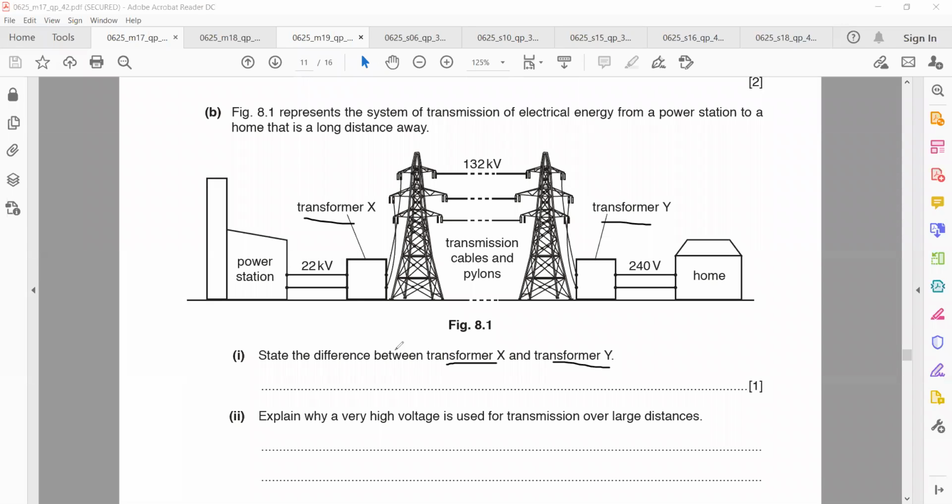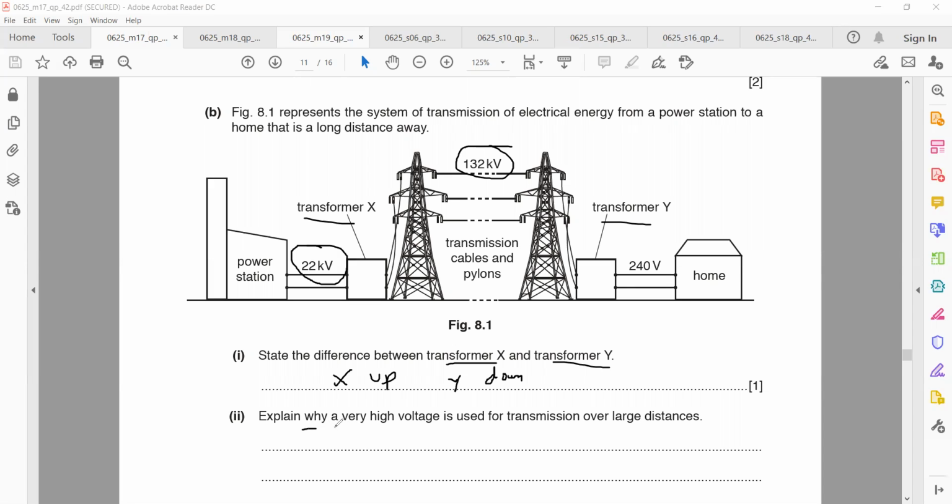Okay, now what's the difference between them? Transformer X is taking 22 kV and converting it into 132 kV. So which transformer is this? Step up or step down? Step up. So transformer X is a step up transformer, but Y is step down. I'm writing in short, but you will write in a sentence because you need a difference between them.